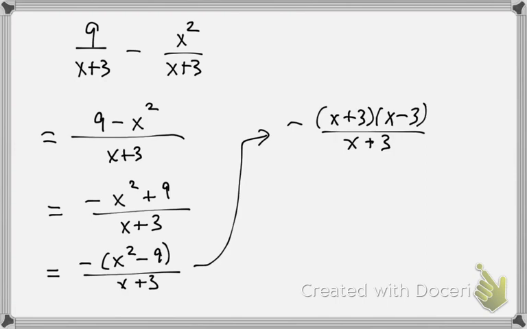Can I cancel x plus 3? x plus 3 divided by x plus 3. So I'm left with a negative x minus 3. You guys agree? Which is fine, but that's also the same as 3 minus x if I distribute the negative back. I don't care which of those final answers you use, just so you know.